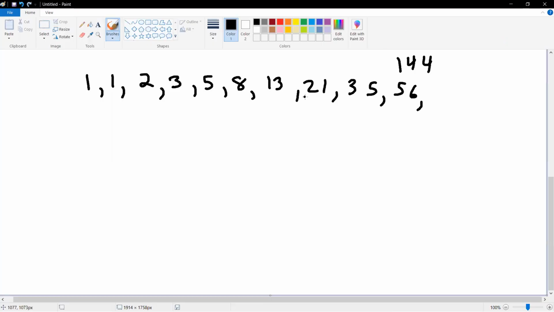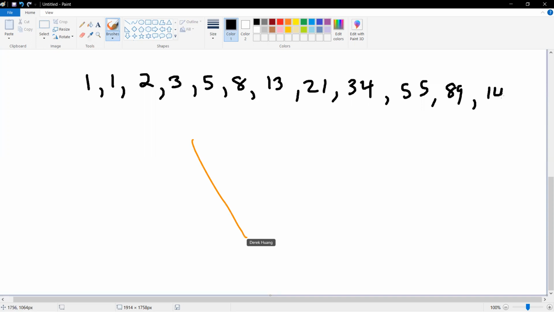Make sure, did I do this correctly? This should be a 34. That's why it messed up a little bit weirdly. It should be a 34 and 55 and then 89. And then you get 144. Yep.